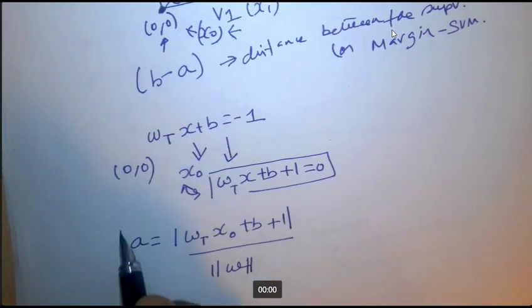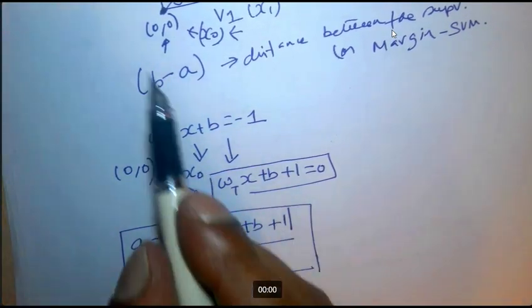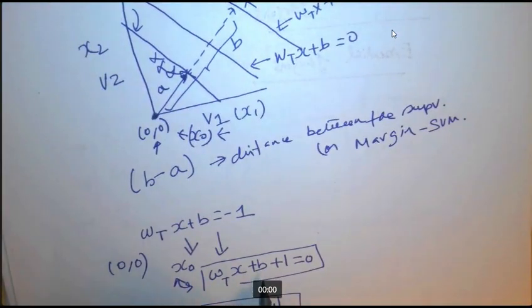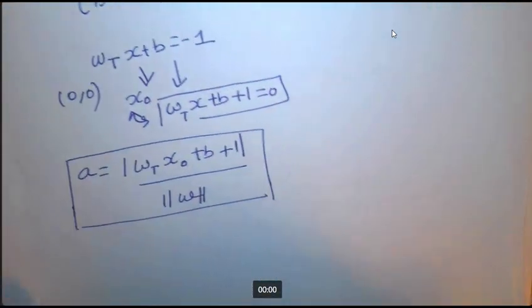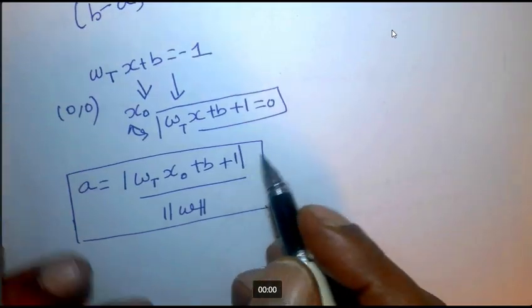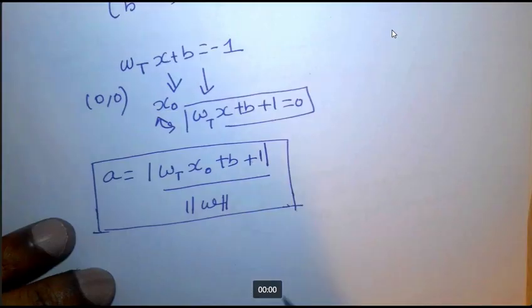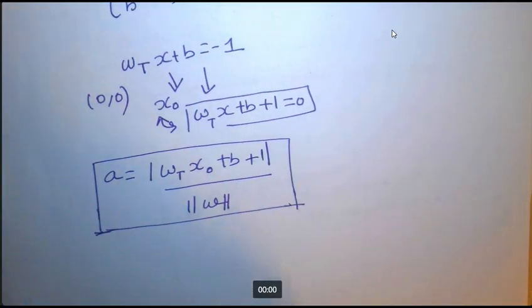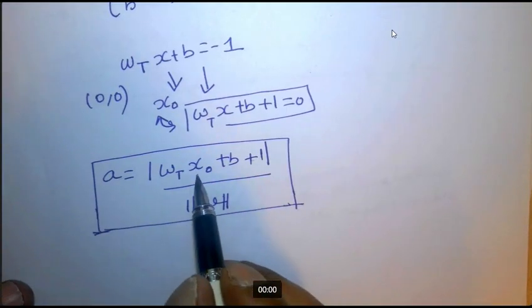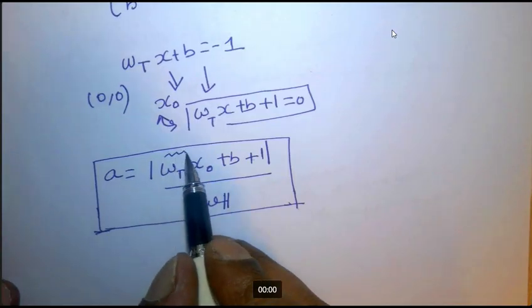So that's the formula to calculate the distance between this point and the support vector. The support vector is given by the equation w^T x + b + 1 = 0. This equation was proposed by Euclid, who is called the father of geometry. We don't have to go into the history of who is the father of geometry, just learn the formula. Since x0 is (0, 0), this whole term becomes 0.